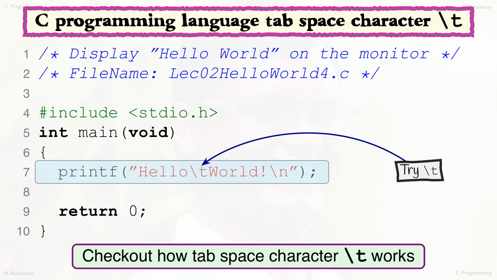Similar to the new line character \n, C has a tab space character \t. You can check how the output introduces a tab space when you add \t in the C program shown here, in the printf statement at line 7.